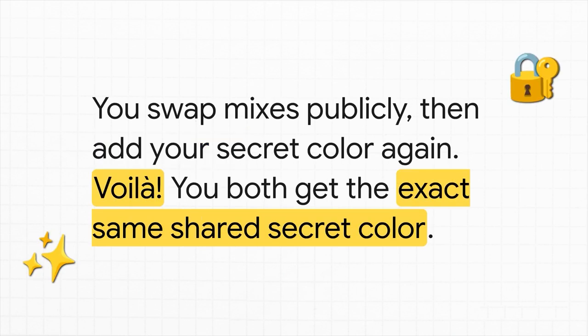Now you both have two different-looking new colors. And here is where the magic happens. You swap your new mixed paints right out in the open. Then you each take the can you just received and you add your original secret color to it one more time. And voila! You have both completely independently arrived at the exact same final color. It's a shared secret that nobody else can create. Because think about it, it's easy to mix paint, but it's practically impossible to unmix it.